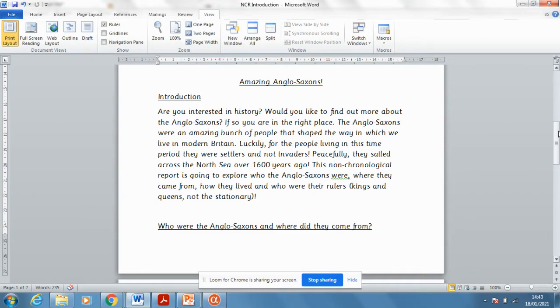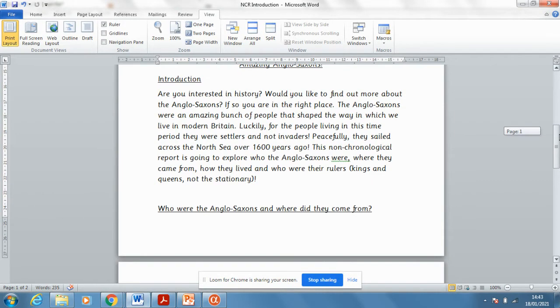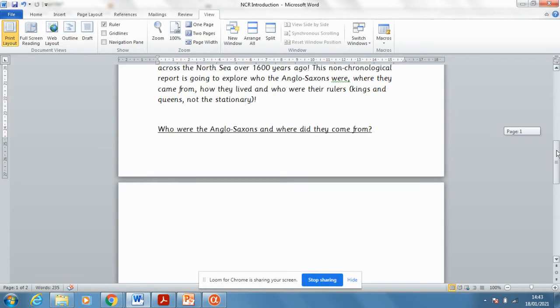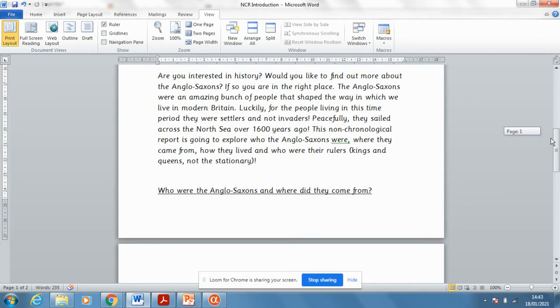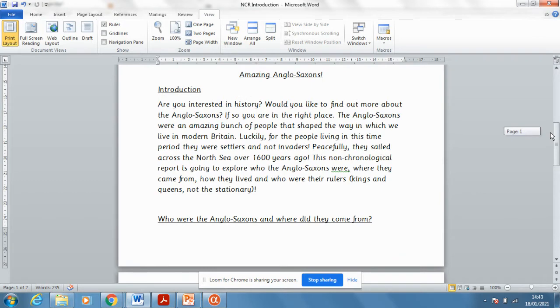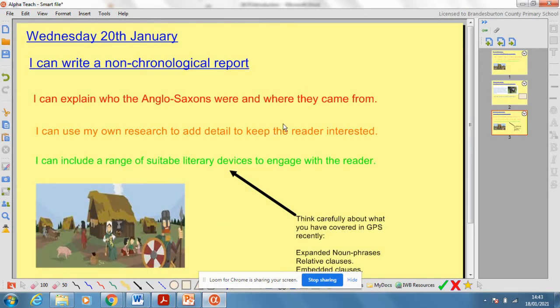Right, okay, children. So in today's lesson, we're going to be writing our section of the report that covers who the Anglo-Saxons were and where they came from. Sorry, where they come from, as it's written on there. Now, it does say in today's lesson, so that's our first objective for today's lesson, to explain who they were and where they came from. Now, our second objective, even, I got myself jumbled up there, was to use our own research to add detail to keep the reader interested.